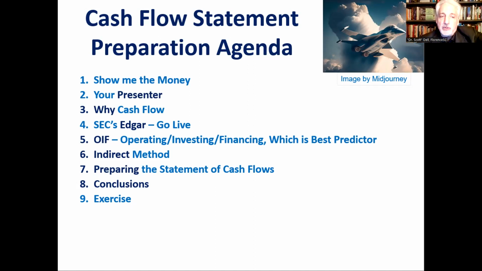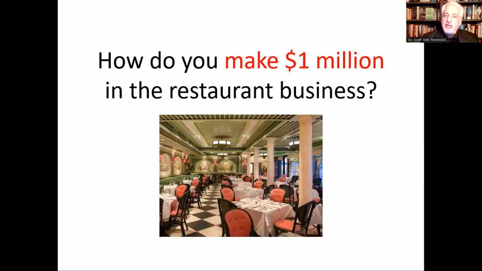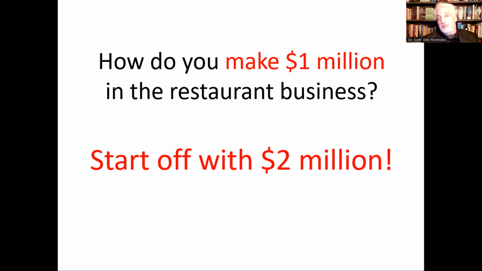But first of all, I've got a couple of questions. We'll start with, how do you make $1 million in the restaurant business? You might say, well, we get good food, good customers, repeat customers. We do portion control. We manage the waste. We manage the business. We take care of our employees, take care of the operations. But kind of a tongue-in-cheek answer: let's start off with $2 million.